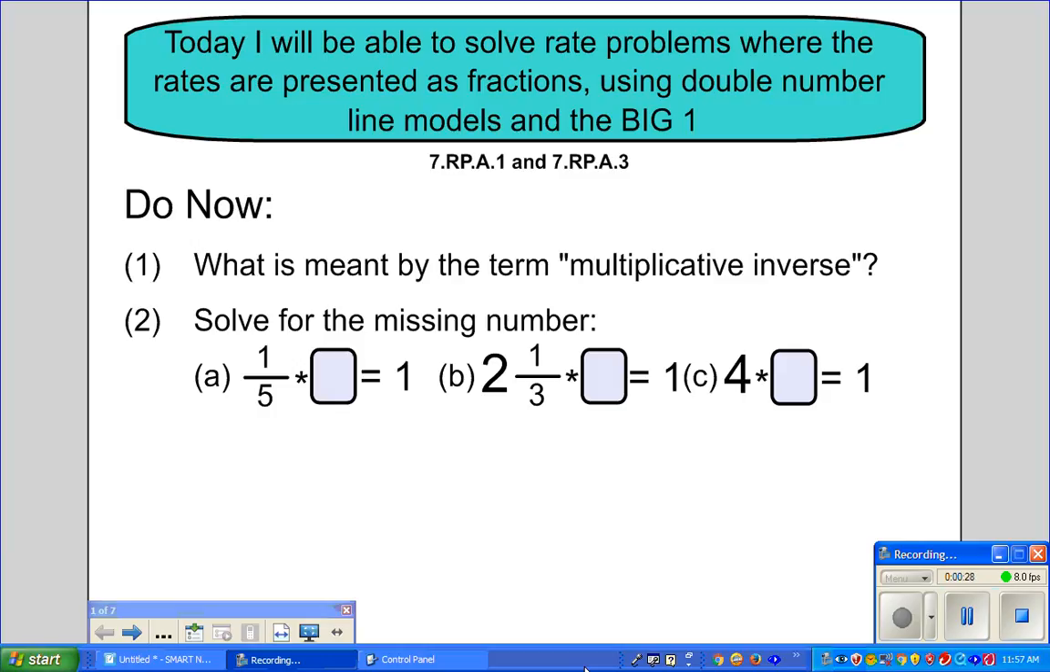Take a moment to start this Do Now assignment. First, define multiplicative inverse, and then solve for the missing numbers in number 2. Multiplicative inverse is the same thing as reciprocal. One of a pair of numbers whose product is 1. When you multiply a number by its reciprocal, the product is going to be 1.